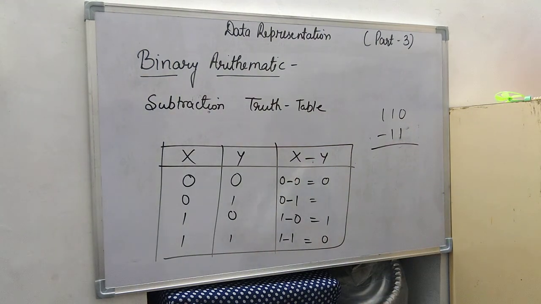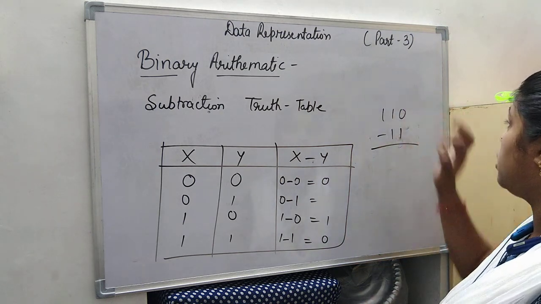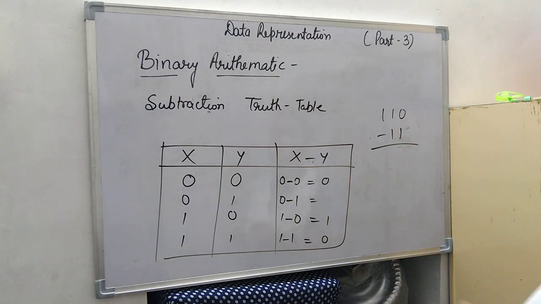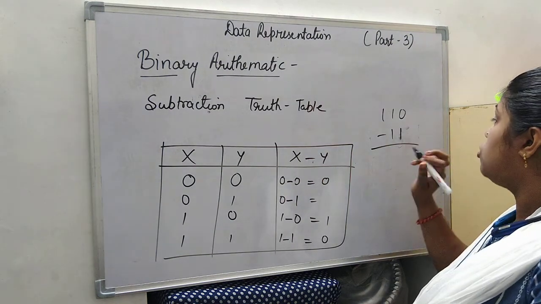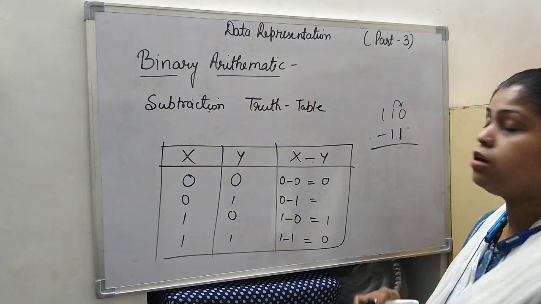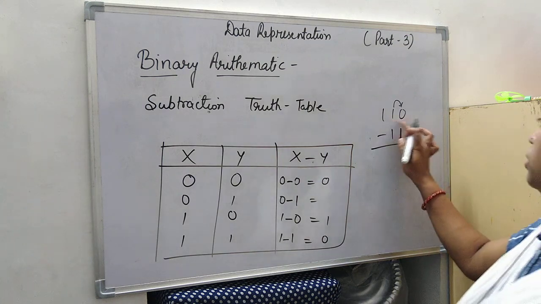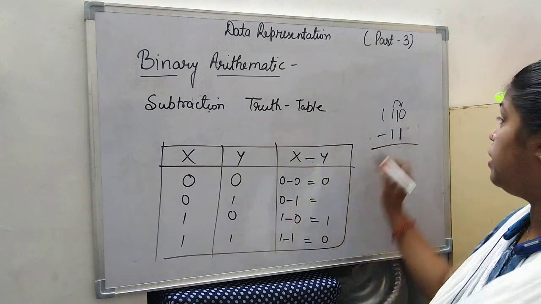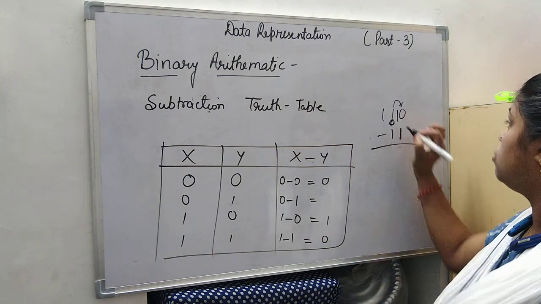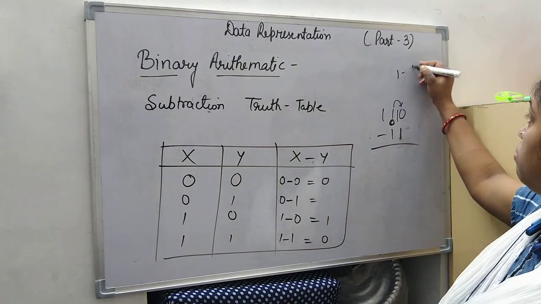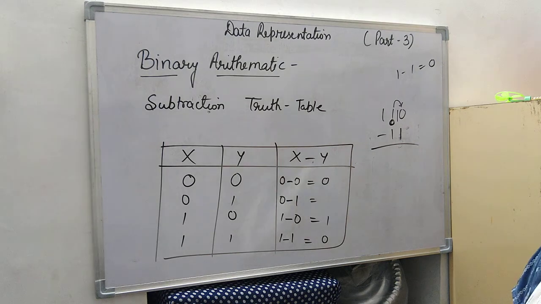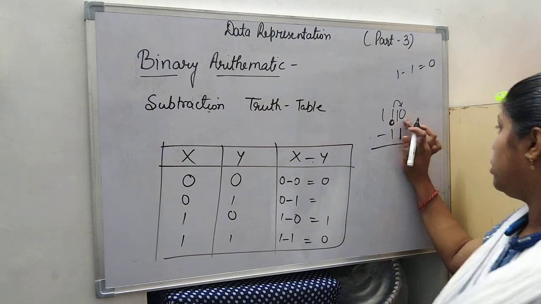So what we should do, we can take a borrow from the next bit. Suppose we cannot subtract 1 from 0, so we will take a borrow from the next bit. So it will be 10, and it will be 0. Okay, why it will be 0? Because whenever we are doing 1 minus 1, it gives you 0. So here it became 0 and here it became 10.